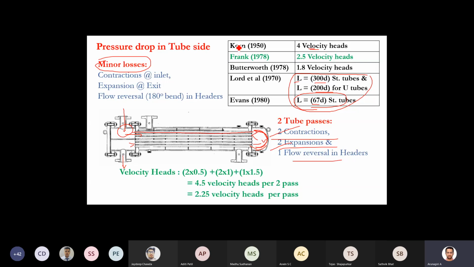Here you have Kern method. He accounted 4 velocity heads. Frank proposed 2.5 heads, and he has some rationale to express these minor losses. For contraction he used 0.5 velocity heads. For expansion he used 1 velocity head. For flow reversal, he approximated 1.5 times velocity heads. So this is for 2 passes, correct? 2 times this is 1, 1 plus 2, 3, 3 plus 1.5, so 4.5 velocity heads is used to express your minor losses per 2 passes. Approximately, finally they approximated 2.5 times per pass.